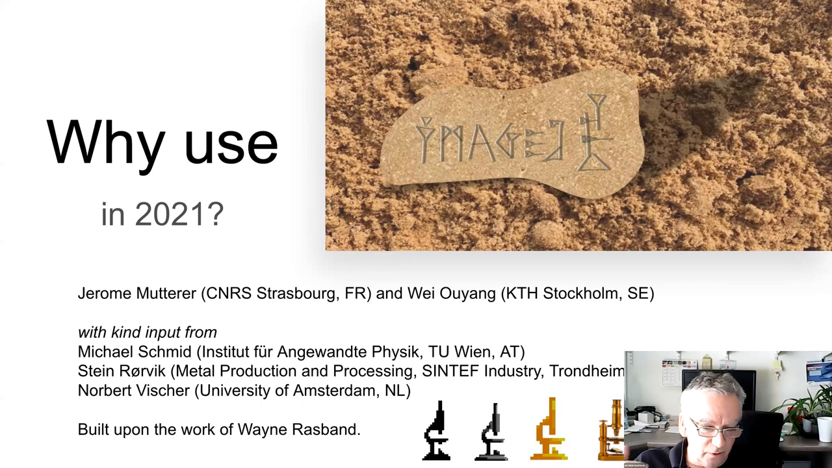I'm usually more comfortable talking about my own work. In this case, I will be talking about work from other people as well. So I did a review of the current state of ImageJ with the help of a few persons, of course Wei, who will introduce ImageJ for the browser later, which is a major item for today. And also some input from other contributors: Michael Schmidt from Wien University, Stein Rørvik from Trondheim, Norway, and Norbert Vischer from Amsterdam. And all of this, of course, is built upon the work of Wayne Rasband.